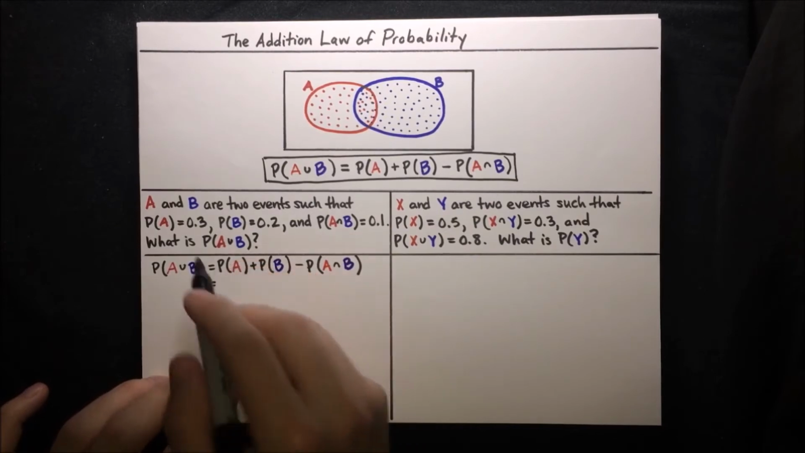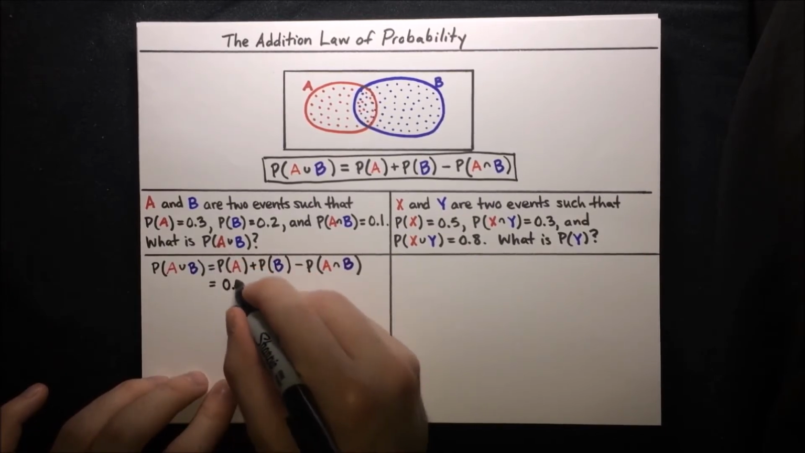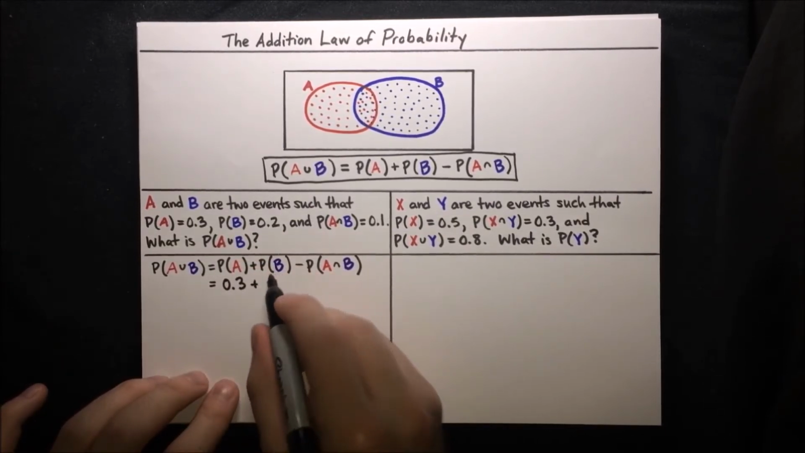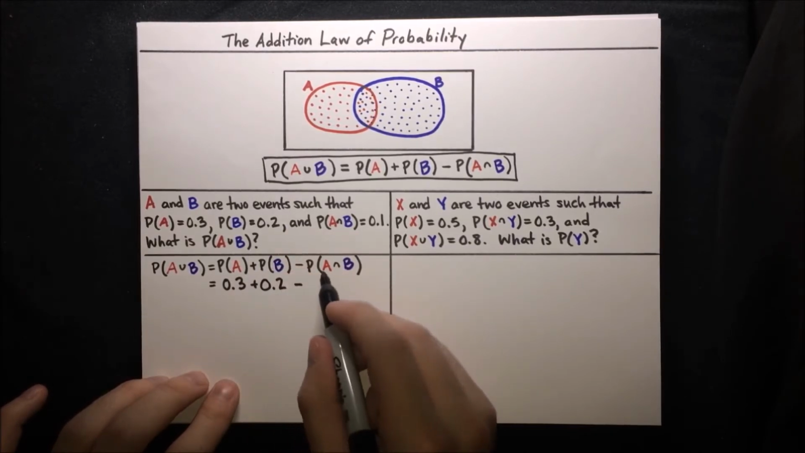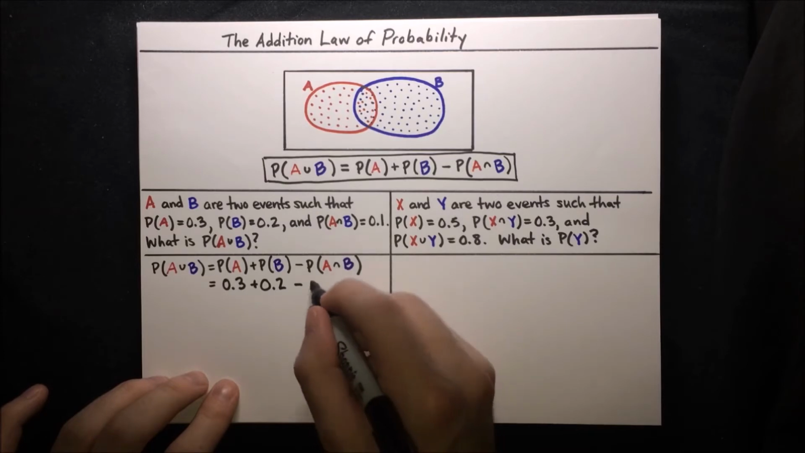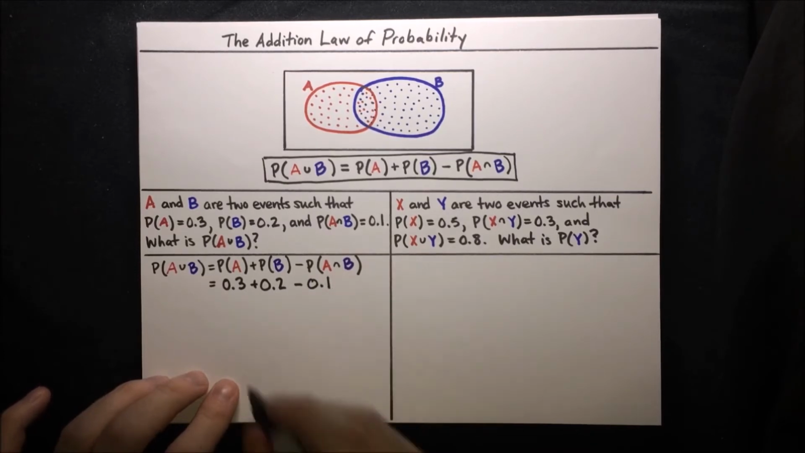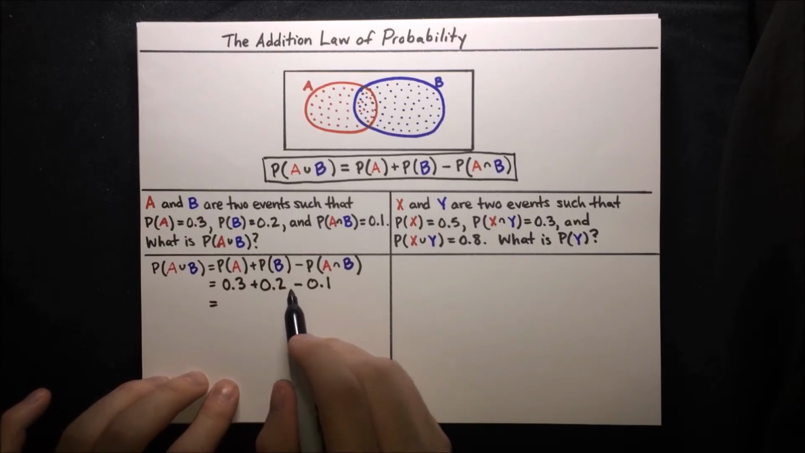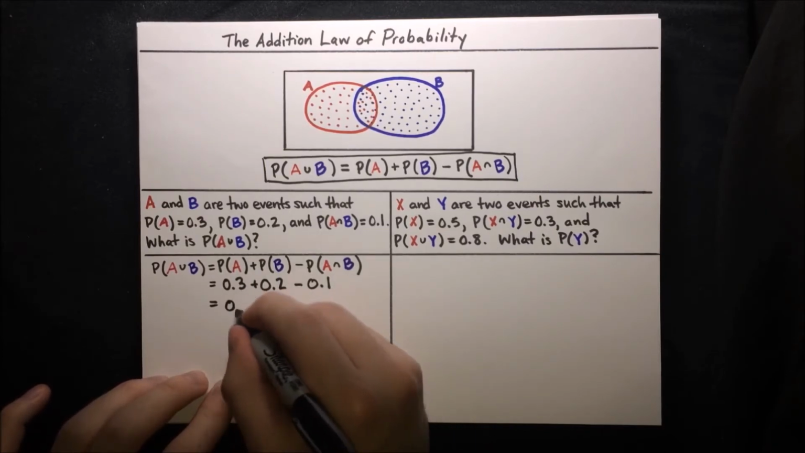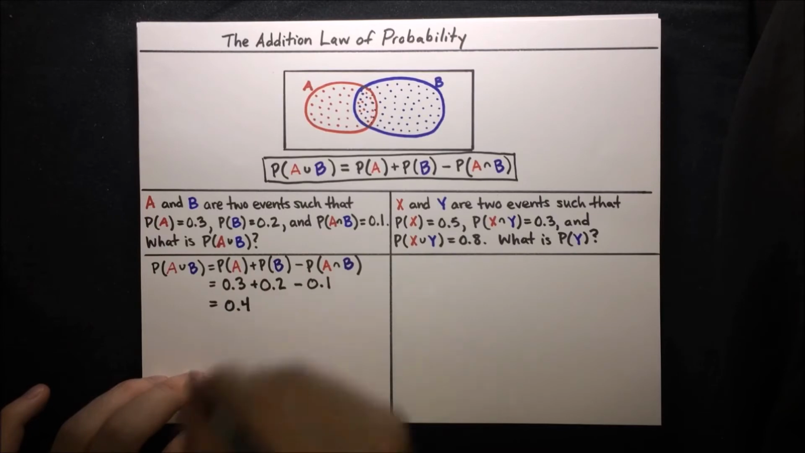Probability of A, we're told that's 0.3. Then probability of B, we're told that's 0.2. And then probability of A intersect B, we're told, is 0.1. So putting this all together, 0.3 plus 0.2 is 0.5, then minus 0.1 is 0.4. So there we go, it's 0.4.